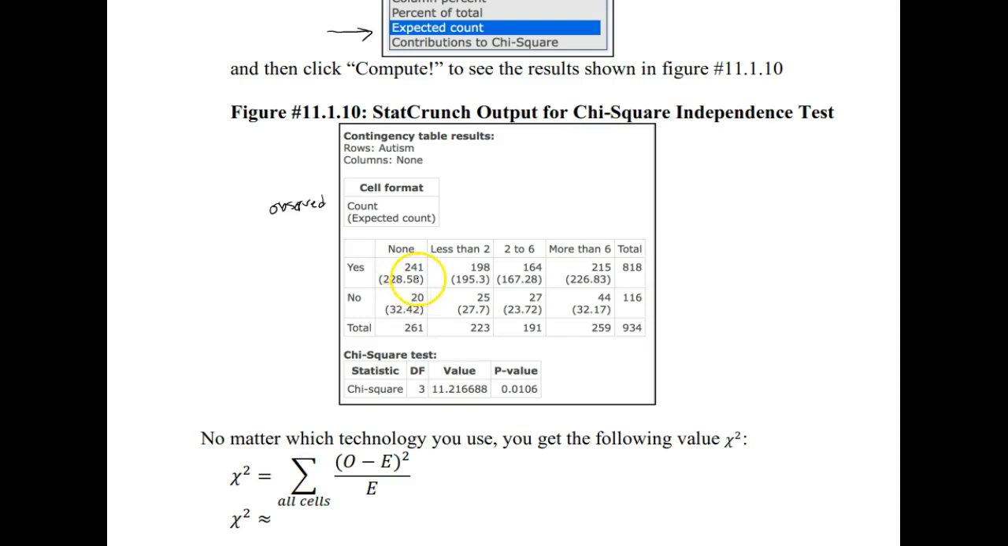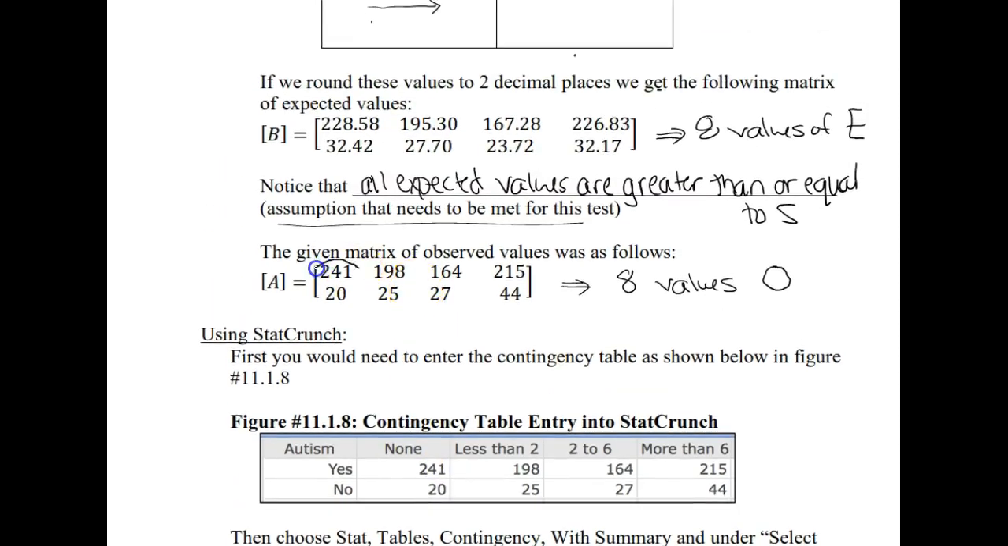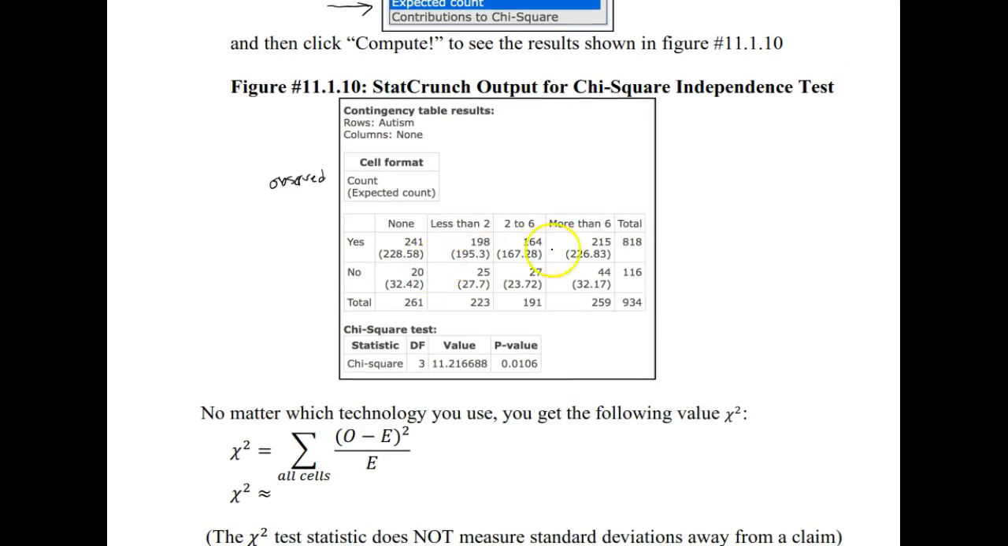So in this first cell, we've got 241 and 228.58. Okay, so if we go back up on the calculator, that is the 241 that was observed and the 228.58 that we expected in that corresponding cell. Okay, and so each of the 8 cells in our contingency table has an observed count along with our expected frequency for that same cell.